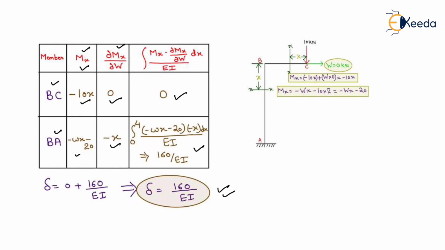We have computed the horizontal displacement of joint C, which is equal to 160 upon EI.